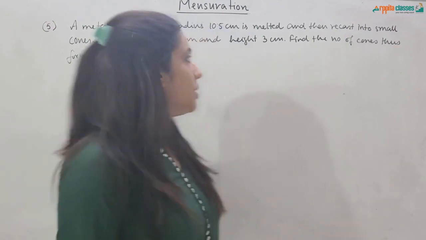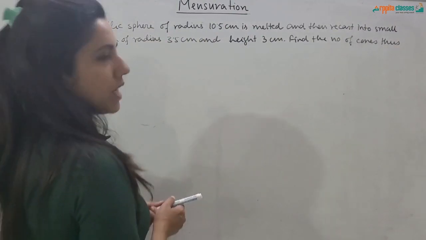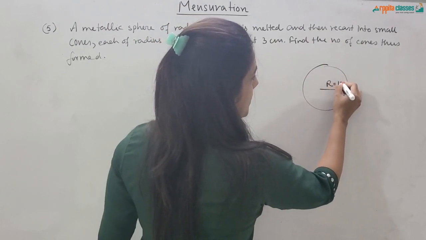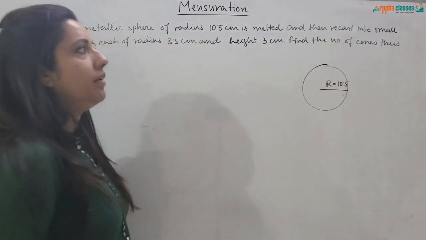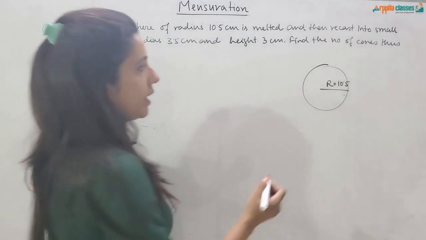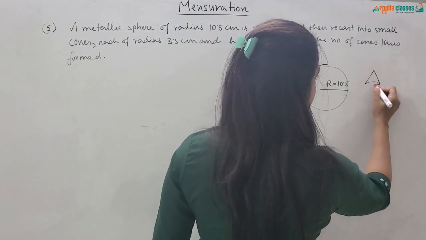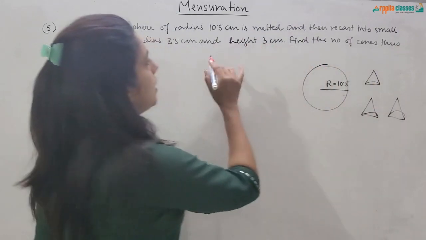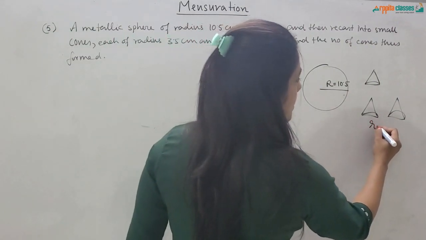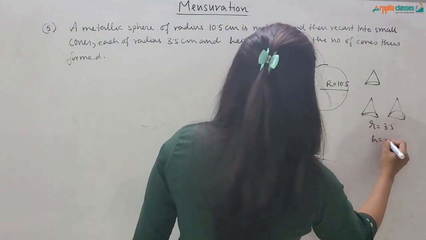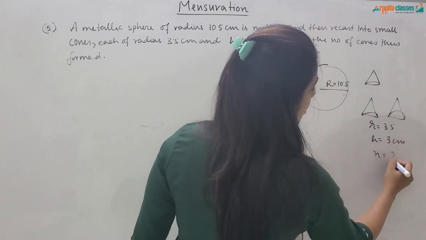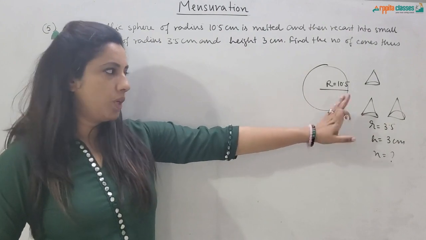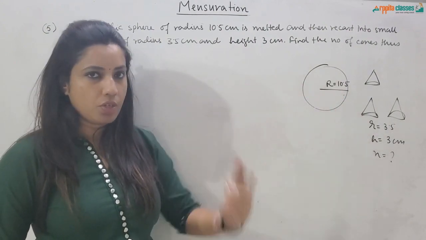So the next question, question number 5. A metallic sphere of radius 10.5 centimeter is melted and then recast into small cones. Many small cones are made, of radius 3.5 centimeter and height 3 centimeter. We have to find out the number of cones. Again the concept remains same. This is melted and recast into another figure, so the volume of both the figures remains the same.